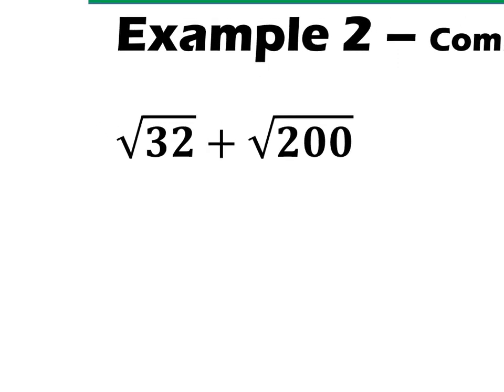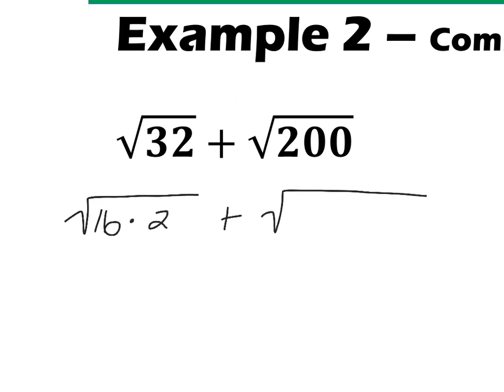So the first thing you do when you see something like this and they say to combine, try and break it down. That's not as broken down as it can be. What can I break 32 down into? 8 and 4, I agree. What else? 2 and 16. So if I break this down into 16 times 2, perfect square and a non-perfect square, plus what can I break 200 into? What's a perfect square and a non-perfect square in 200? 100 times what? 2.